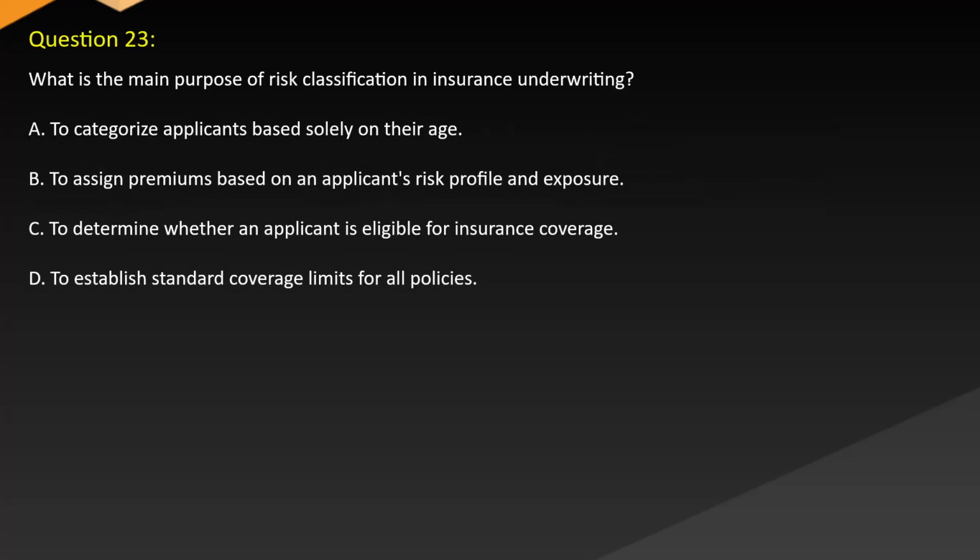Question 23. What is the main purpose of risk classification in insurance underwriting? A. To categorize applicants based solely on their age. B. To assign premiums based on an applicant's risk profile and exposure. C. To determine whether an applicant is eligible for insurance coverage. D. To establish standard coverage limits for all policies.